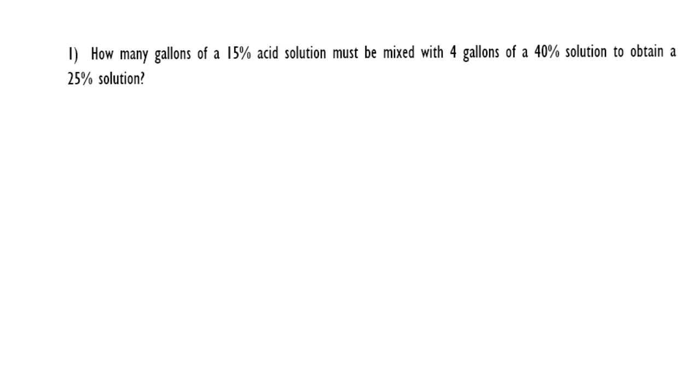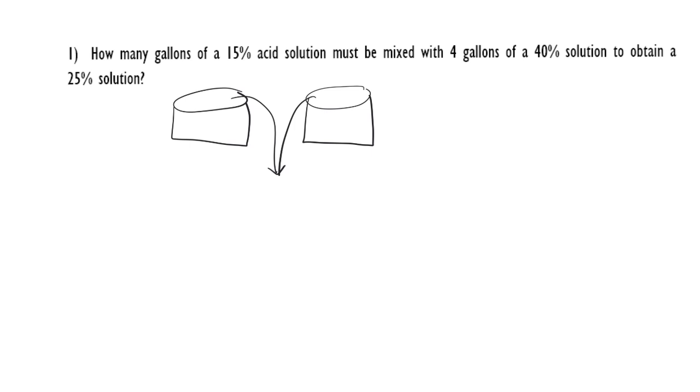Okay, so here's number 1. It says how many gallons of a 15% acid solution must be mixed with 4 gallons of a 40% solution to obtain a 25% solution. Remember that usually the way I'll set the solution problems up is with a little diagram. I'm going to look at my 2 buckets of solution, whatever they are, and mix them together to create this new solution. So this is what it's going to end up equaling down here, this new solution.